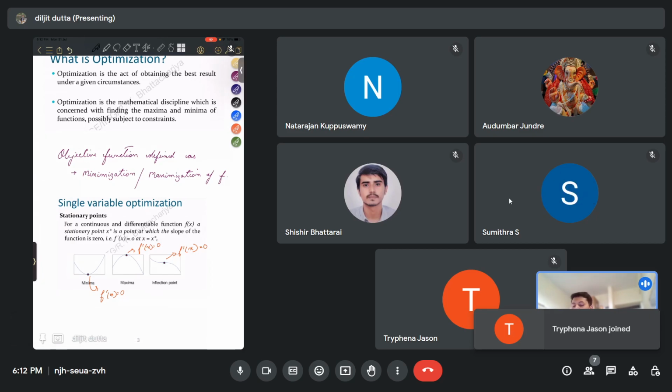What are the basic steps involved in optimization? First of all, we have to fix an objective function. We need to find a function for which we have to optimize the solution. The solution is either minimization of the function, or maximization of the function. Based on our necessity, we will adopt one of the methods, either minimization or maximization.